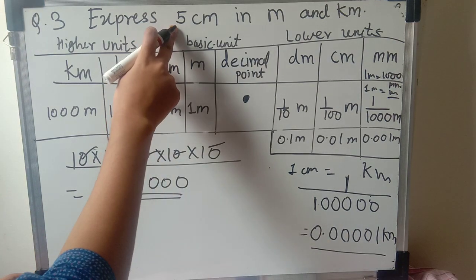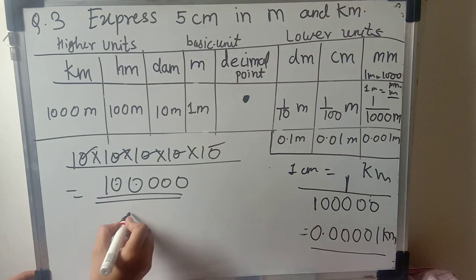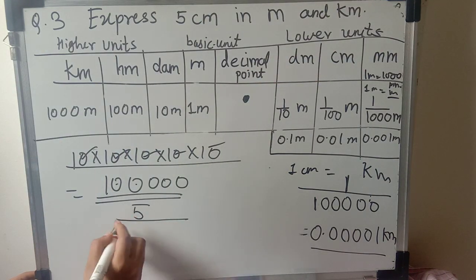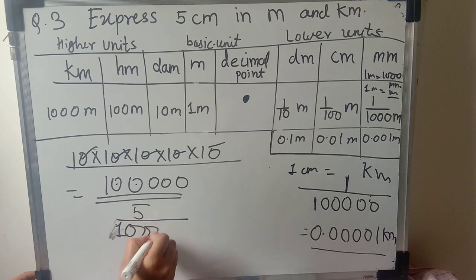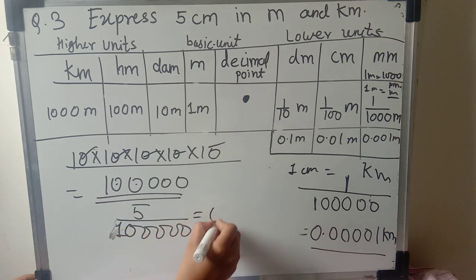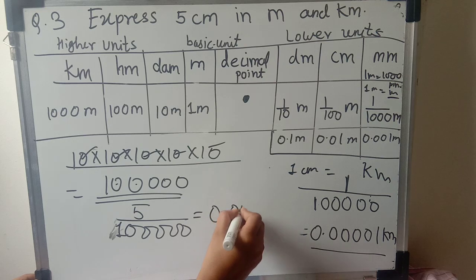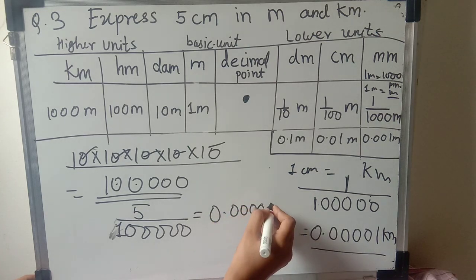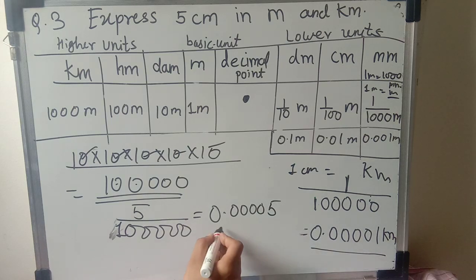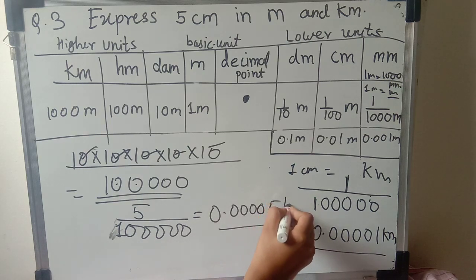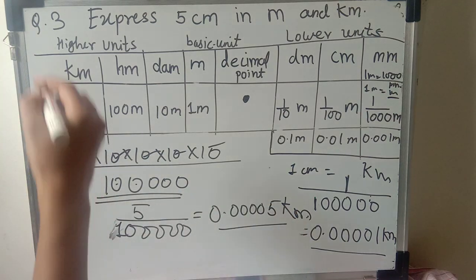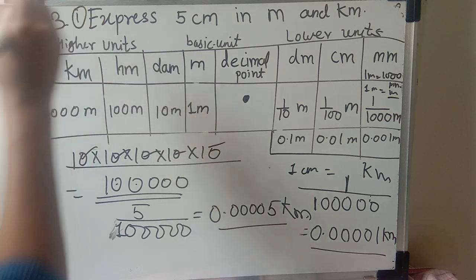How many centimeter we have to express in kilometer? So what we have to do, 5 centimeter divided by 1 lakh, and here we'll get the answer, that is 0.00005. Okay, so here we got the answer, that is 0.00005 kilometer. So here I have solved example 1 from the question number 3.